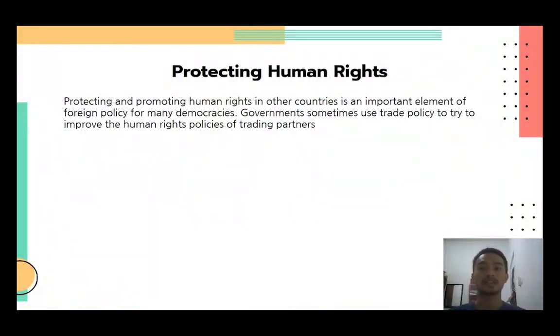By growing bilateral trade, it raises the income levels of both countries, and as a country becomes richer, its people begin to demand and generally receive better treatment regarding their human rights.